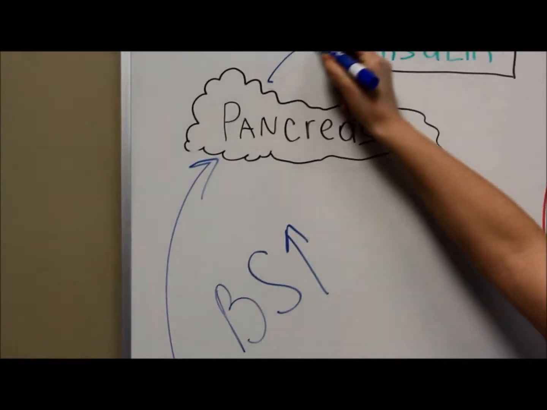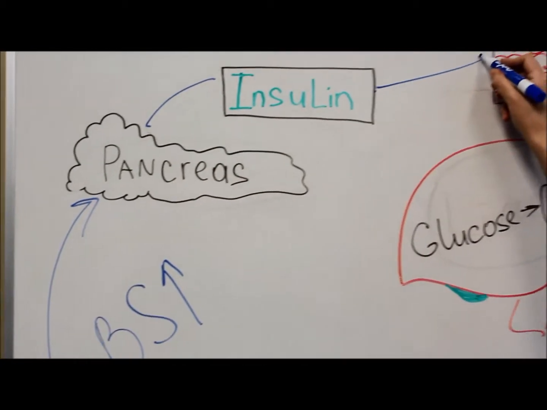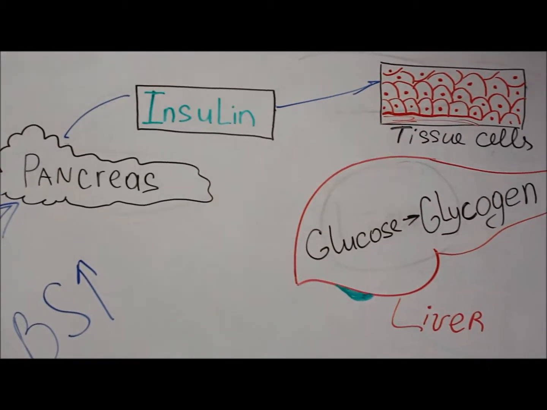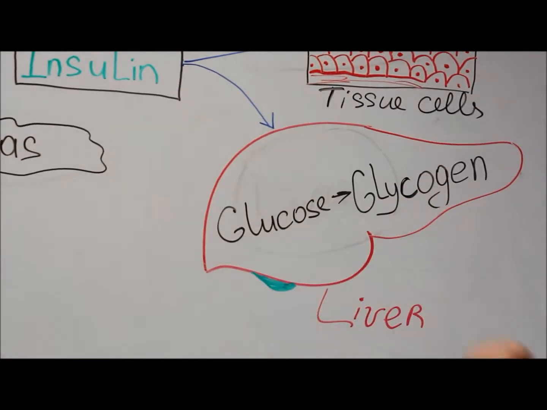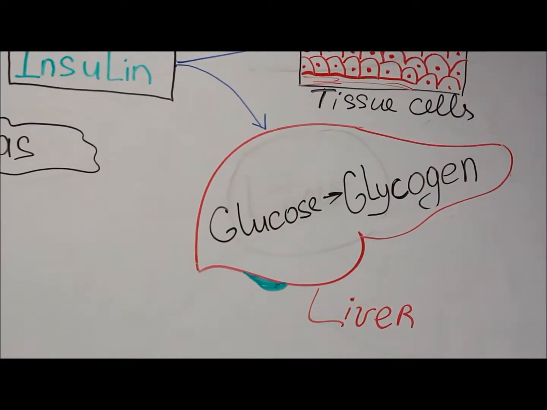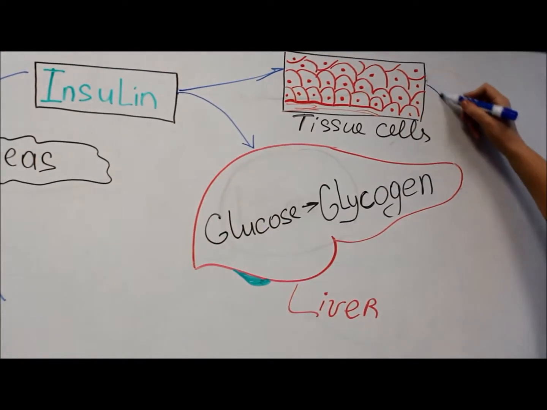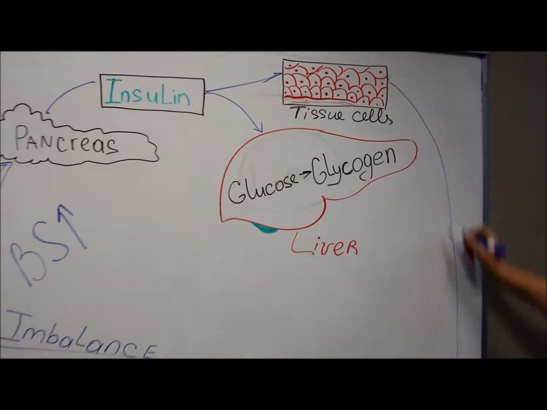This change forces body cells to absorb more glucose, removing it from the bloodstream. It also stimulates the liver to convert glucose to glycogen. As blood sugar falls, the stimulus for insulin release ends, and the body can then return to homeostasis.